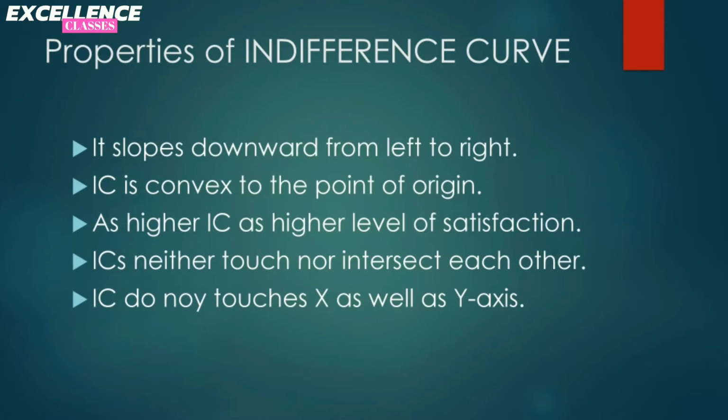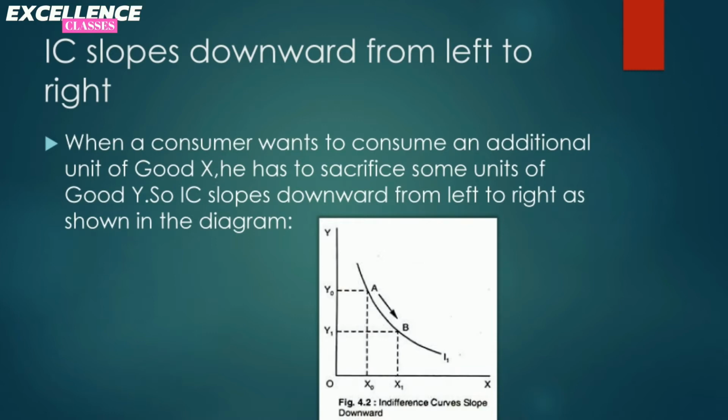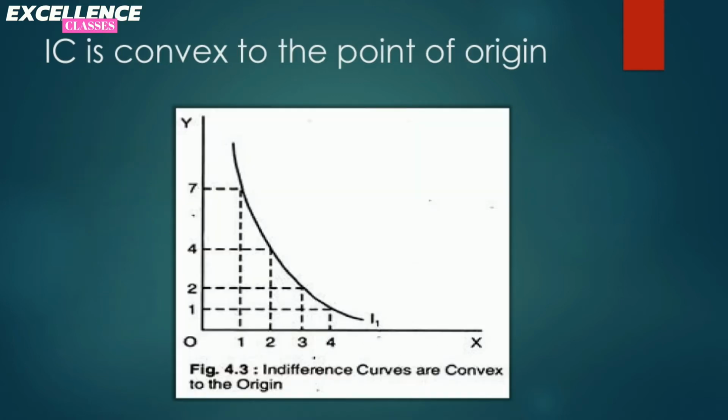Now let's understand some of the properties of indifference curve. The first one is IC slopes downward from left to right. When a consumer wants to consume an additional unit of good X, he has to sacrifice some units of good Y. That is why IC slopes downward from left to right, which you can see in the curve given in this slide.